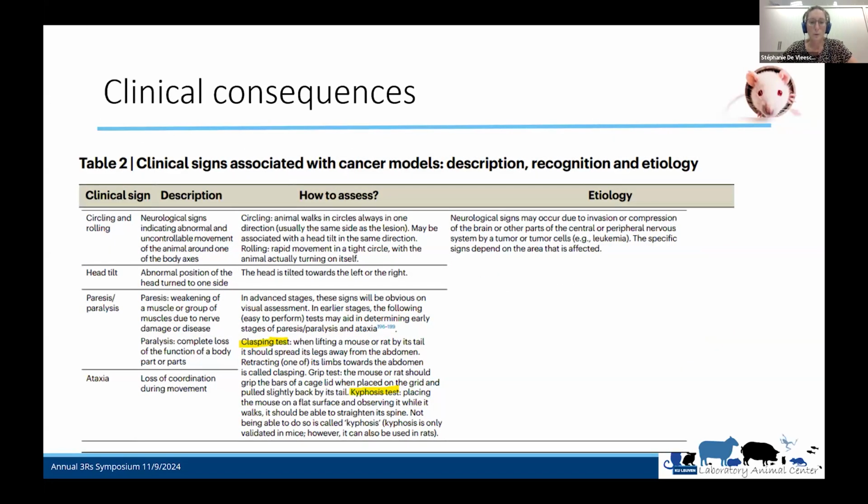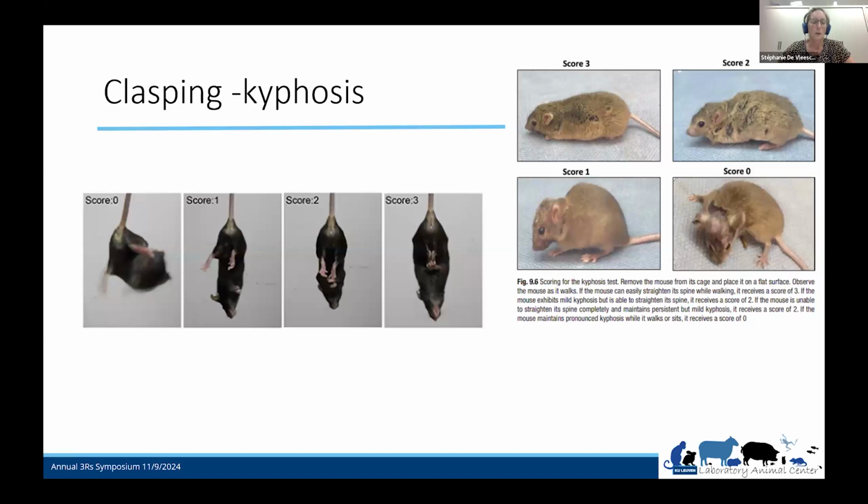For neurological signs, we also included different easy tests, for example, the clasping test and the kyphosis test. On the left, you see the clasping test. It's also, again, a simple test. You could, for example, do a catwalk, but not everybody has these kinds of devices. So in clasping, you just lift the mouse by the tail, and a normal mouse is a score 0. You can see a normal mouse really spreads out its hind paws, while if it has neurological issues, it will keep its paws all together.